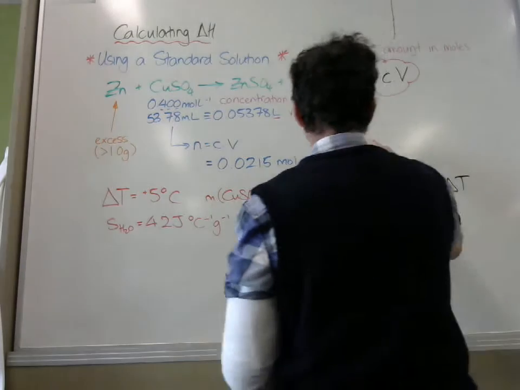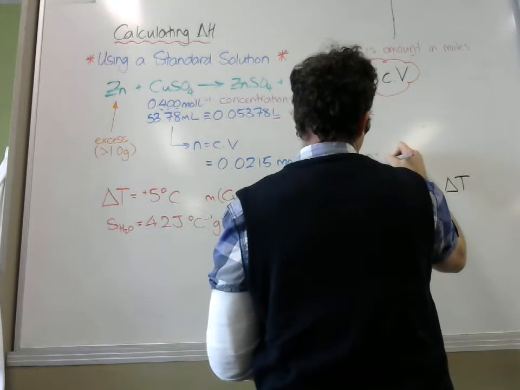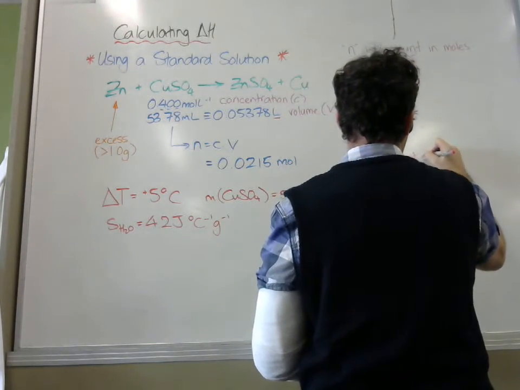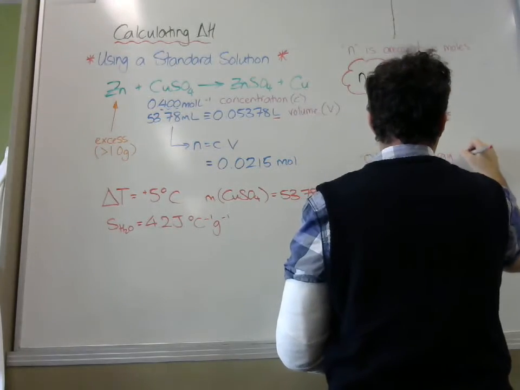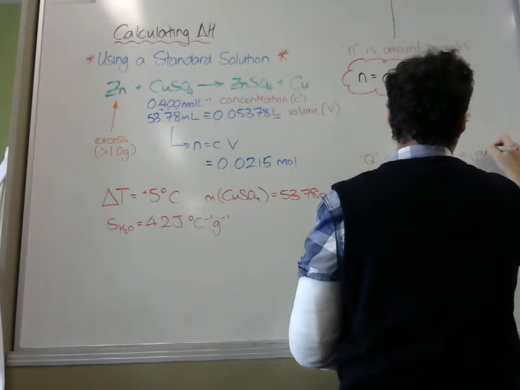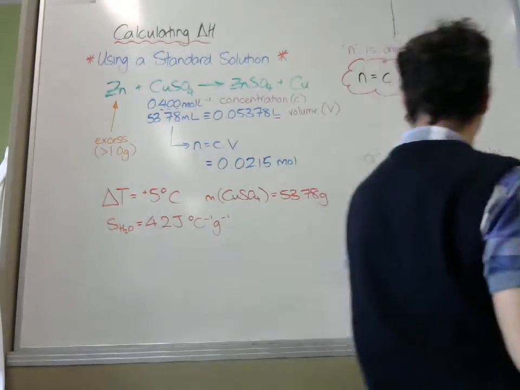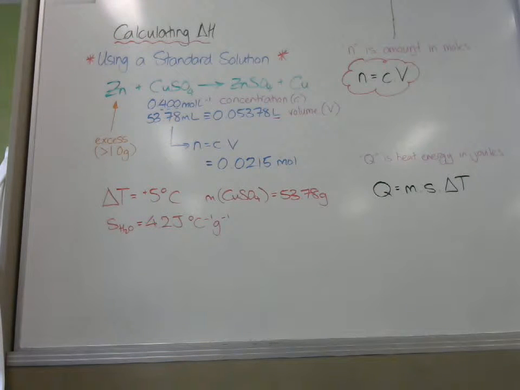So Q is heat energy in joules. Just be aware of that. Joules being J, not kJ. Kilojoules is kJ. So we're going to plug those numbers in and find what our Q value is.